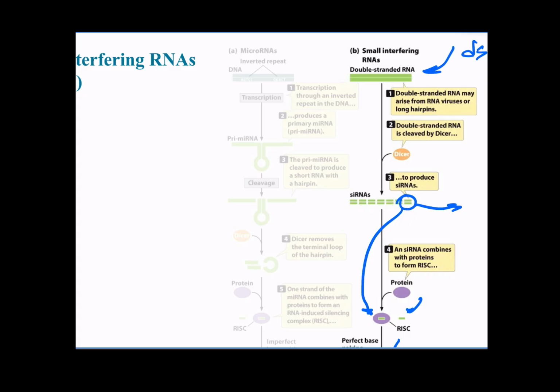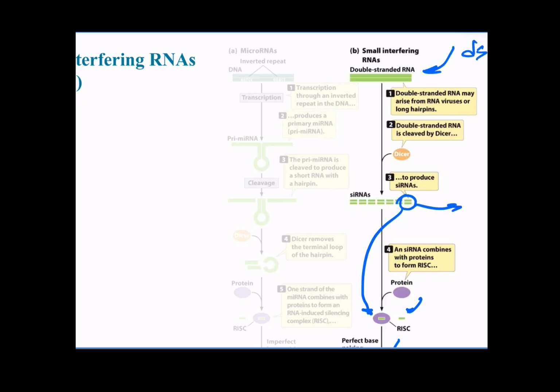Who uses double-stranded RNA? Viruses. There are many, many viruses whose genetic material is encoded in double-stranded RNA. And when they infect a cell, they will introduce double-stranded RNA into the cell. So the siRNA pathway evolved as a defense mechanism against viruses.